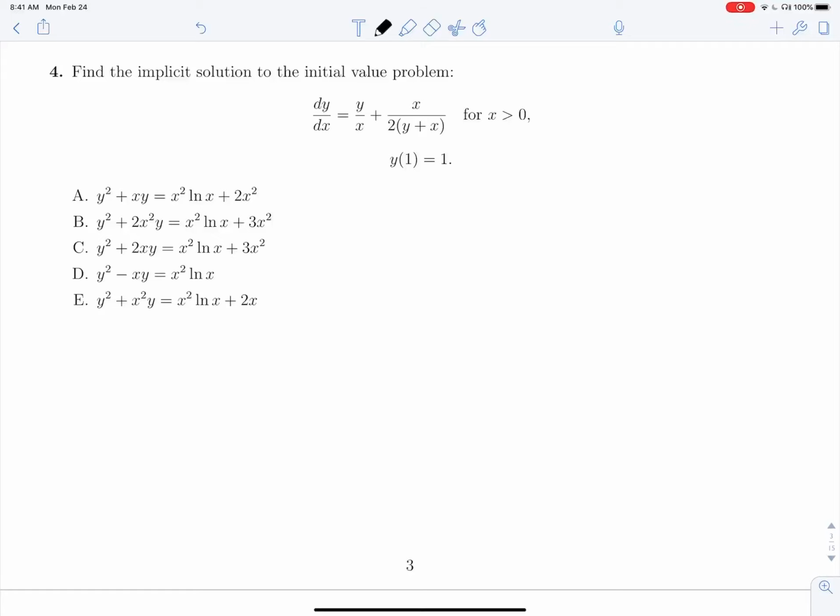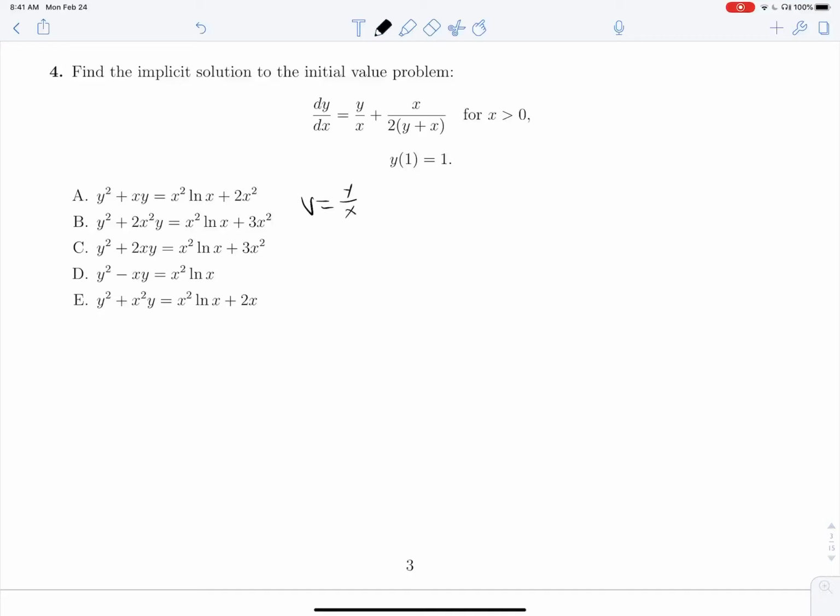Question 4. Let's find the implicit solution to this initial value problem. Whenever you see an explicit y over x, and especially an expression like this over here, where you're seeing something that would be very difficult, if not impossible, to separate normally by separation of variables, it's a good plan to use our substitution.